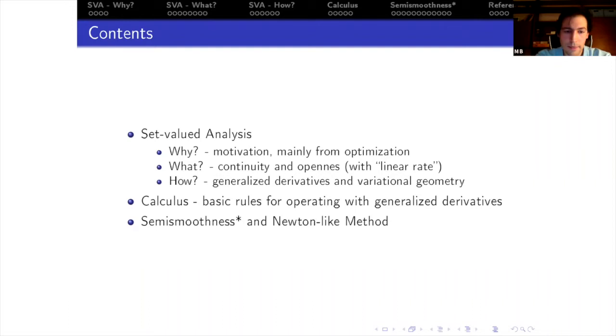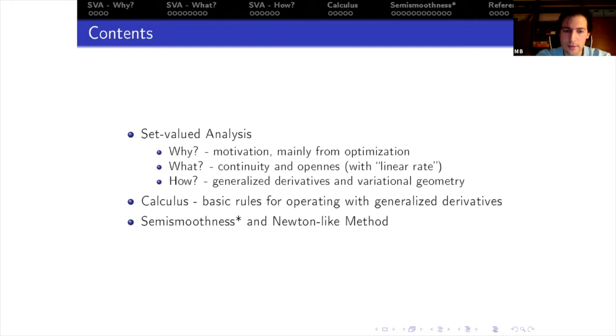Then I will discuss calculus. That is, if we have these generalized derivatives, in order to apply them successfully, we need to have some basic rules how to compute them, and so on. And this is not so trivial as in, let's say, the single valued case, or smooth single valued case. So there are still some unclear things, and I would say that the whole calculus was one of the fundamental motivations for developing some constructions. So these things are quite important for variational analysis, as I would say.